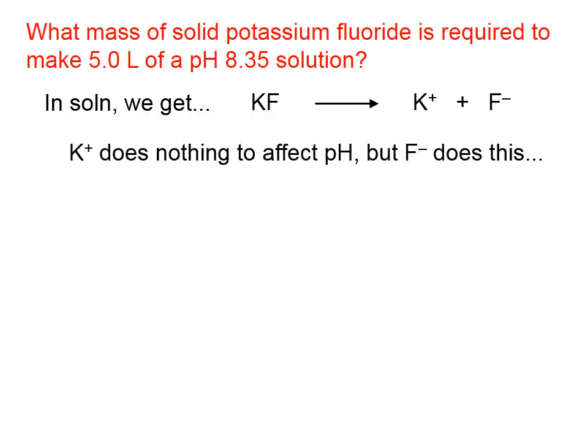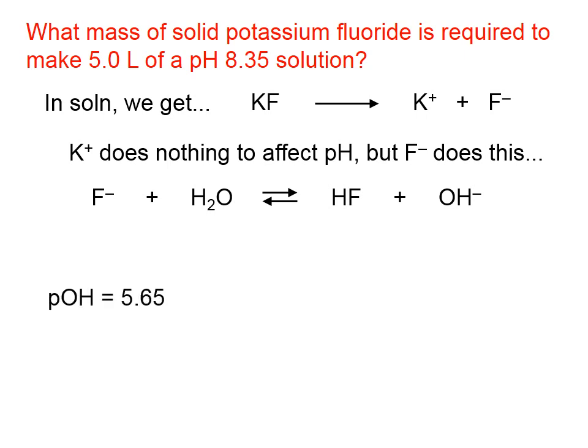We get 100% dissociation. The potassium ion does nothing to affect pH because, as we've said before, what I call strong anions or strong cations don't affect pH. But the fluoride ion does affect pH, and it does it in this way. It's going to accept a proton from water, forming HF, hydrofluoric acid, which is a weak acid, and the hydroxide ion, which is a rather strongly basic species.